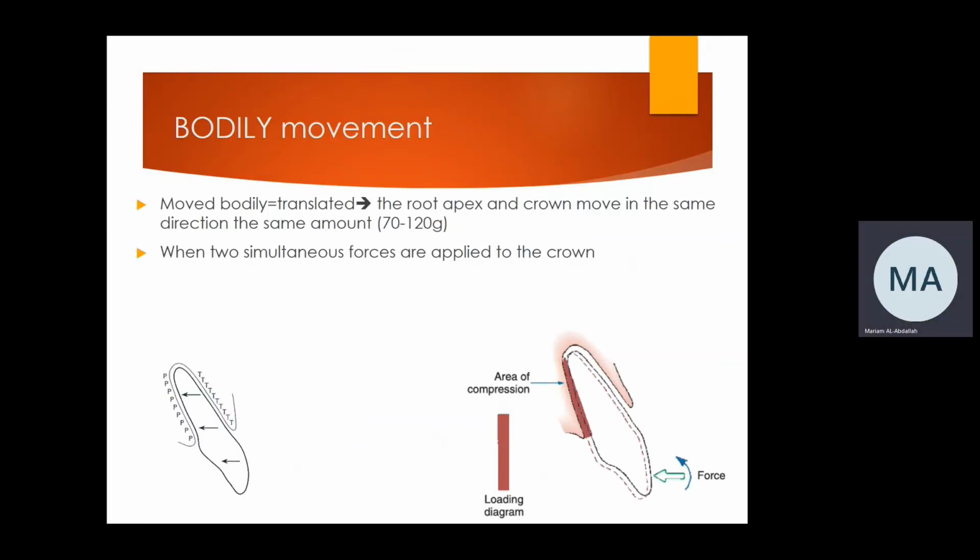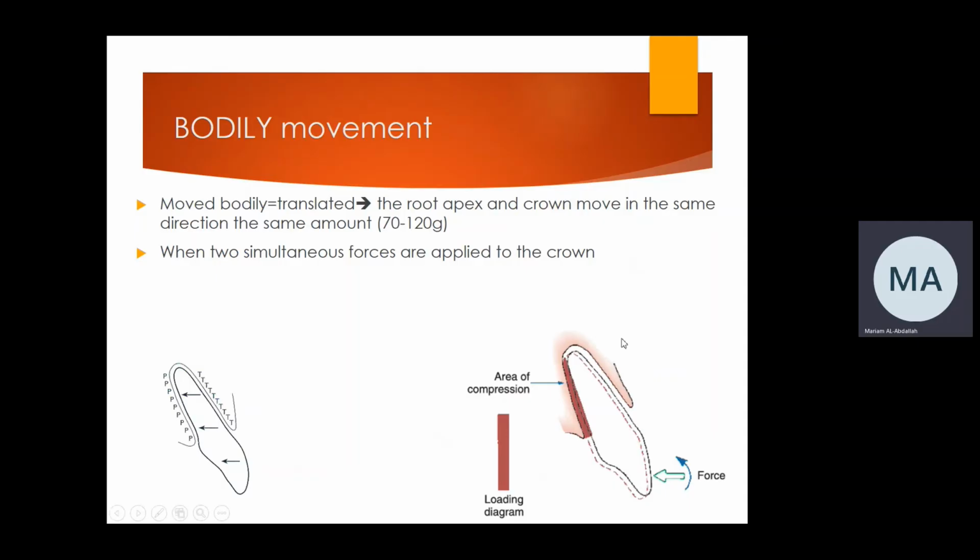Bodily movement. Bodily movement is to move all points on the root and the crown, as we said, in the same direction, same rate. Usually the amount of force needed to produce this type of tooth movement is 70 to 120 grams. And to produce such bodily movement, in theory, we need 3 forces, 2 that produce a couple and 1 that produce the moment. So we need 2 simultaneous force systems used in orthodontics.